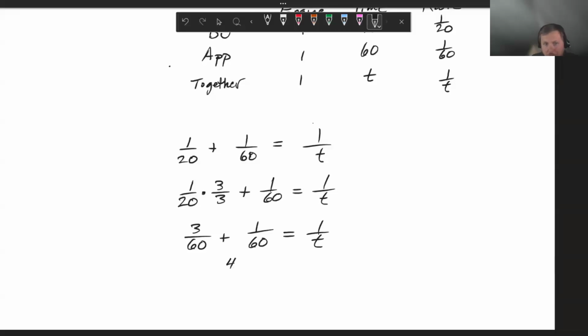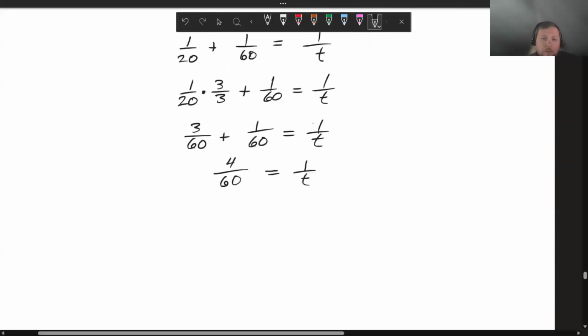So now 4 over 60 is equal to 1 over t. Since I have that common denominator, I just add the 3 and the 1 to get that 4. Now 4 over 60 reduces to 1 over 15. However you want to think about this, you could say we cross multiplied, all kinds of ways to think about it. If we take the reciprocal of each side, t is equal to 15.